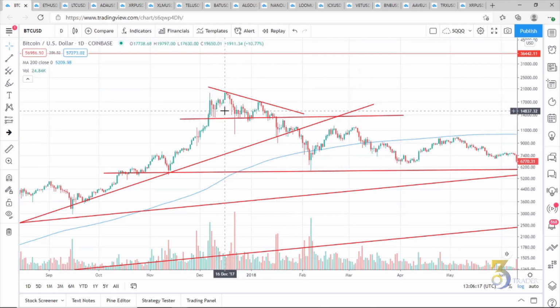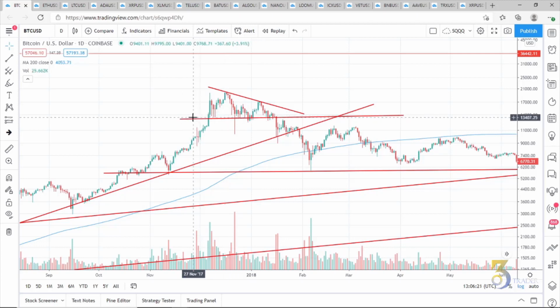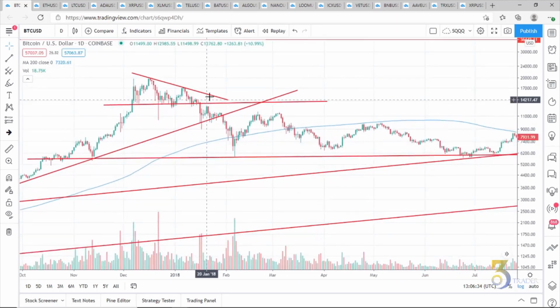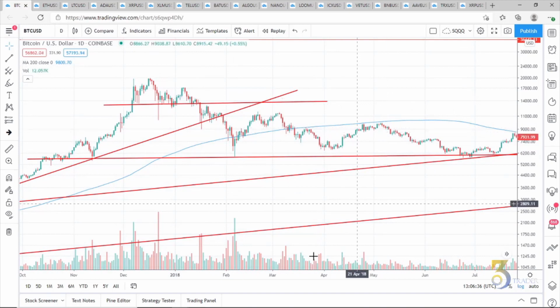When you draw your horizontal lines, how do you know whether they're going to break? On support lines, when you see reduced buying by indication of lower highs, you know that more than likely, not all the time, more than likely, that's going to break. Let's look at a bigger pattern of this.